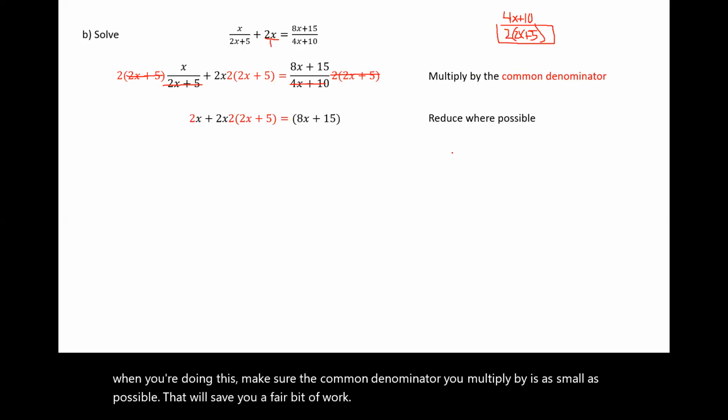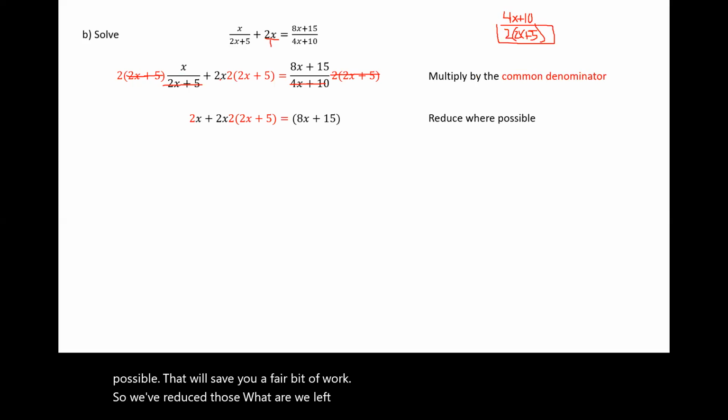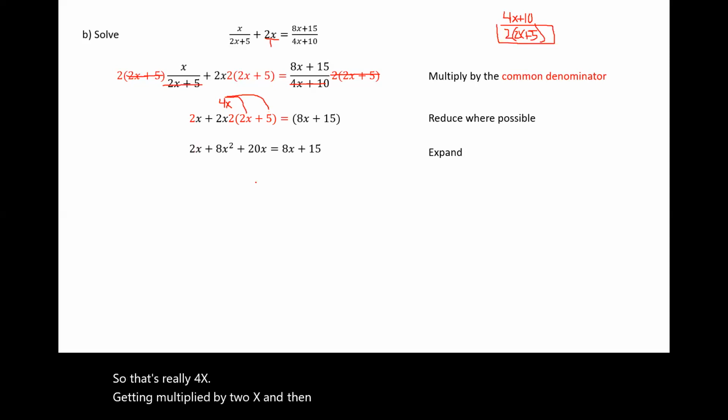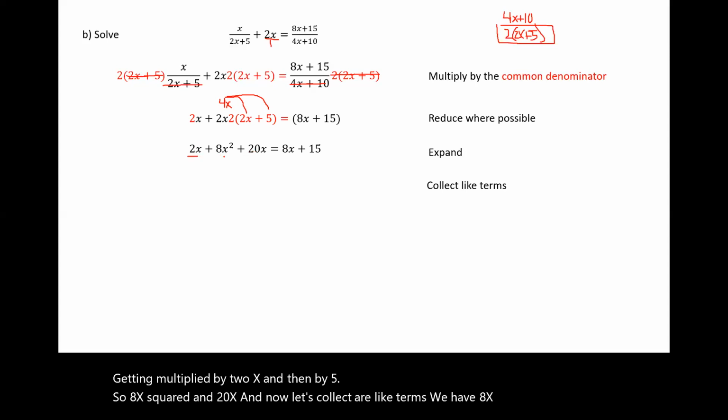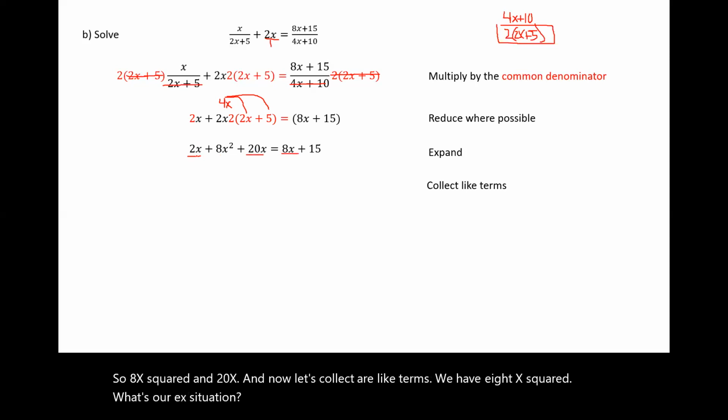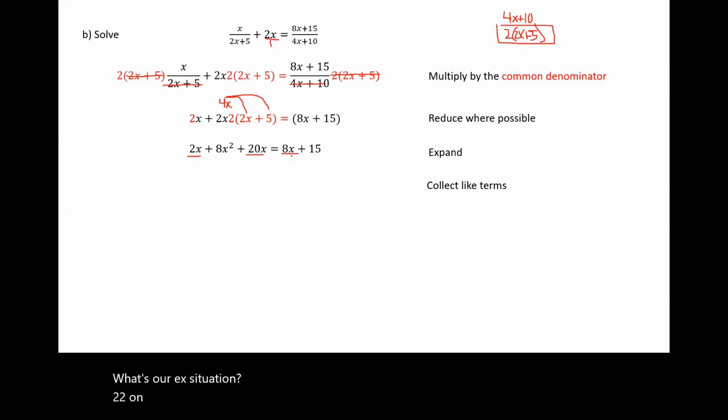So we've reduced those. What are we left with? 2x times 2 times 2x plus 5, and 8x plus 15. So let's expand. You might find it easier to think of that as 4x. So that's really 4x getting multiplied by 2x and then by 5. So 8x squared and 20x. And now let's collect our like terms. We have 8x squared. What's our x situation? 22 on this side, 8 on the other. And then we'll bring the 15 over as well.